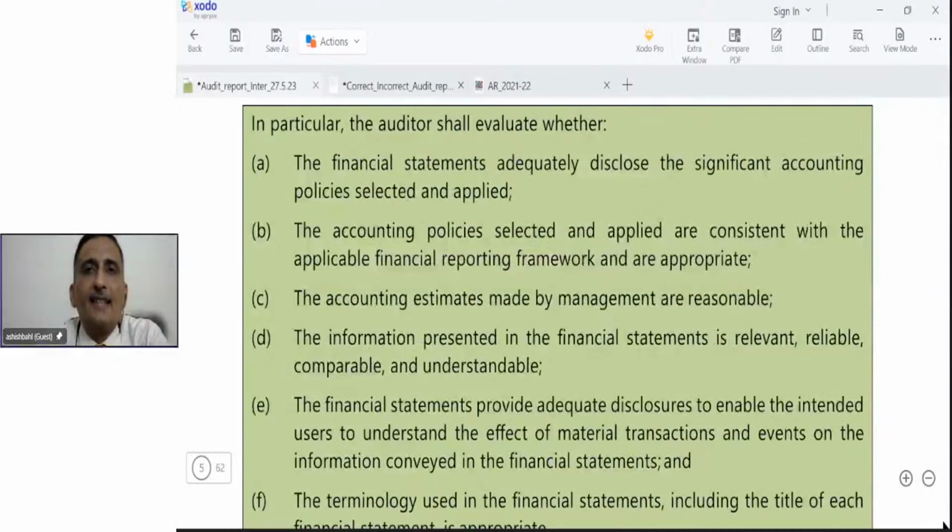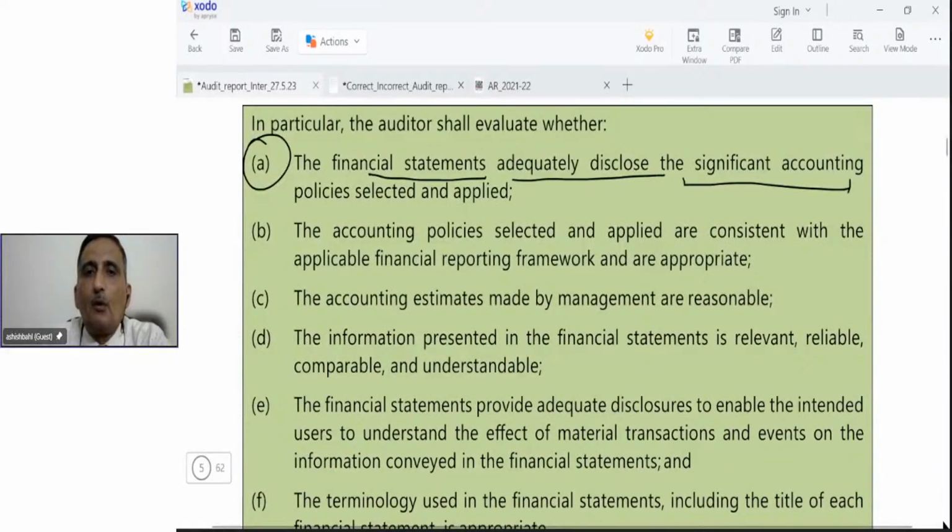So SA 700 also details certain specific evaluations which must necessarily be made by an auditor. So what are those specific evaluations? Number one, whether the financial statements adequately disclose the significant accounting policies selected and applied.